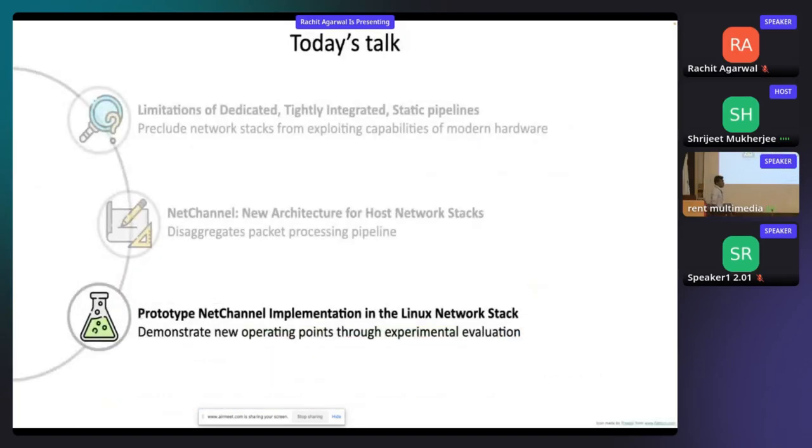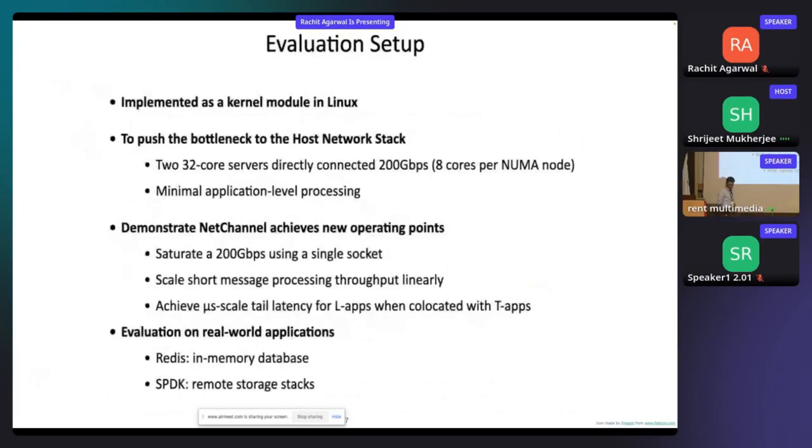Okay, so what can this enable? I've only given you some of the details about the NetChannel architecture at a high level. Let me show you some of the interesting things that we have been able to do with very simple scheduler designs. This is a prototype implementation that's running currently. Right now we have implemented it only as a kernel module. I'm going to show you some results, some interesting data points that we can get.